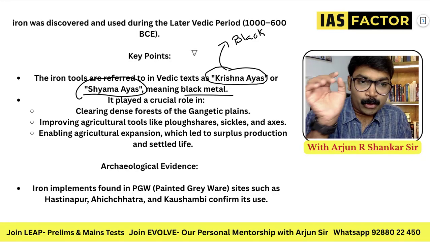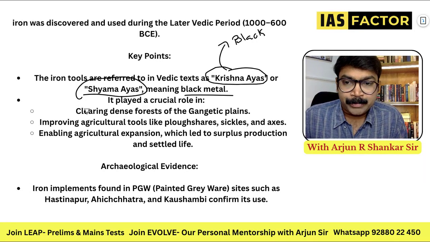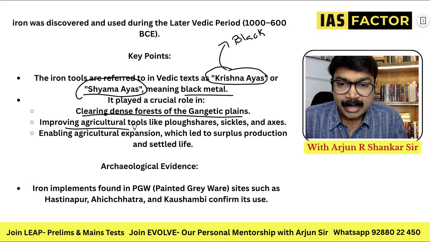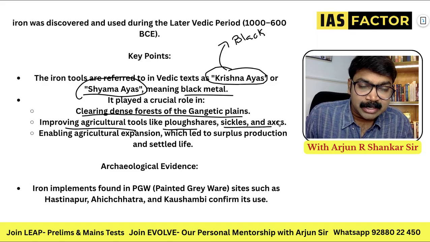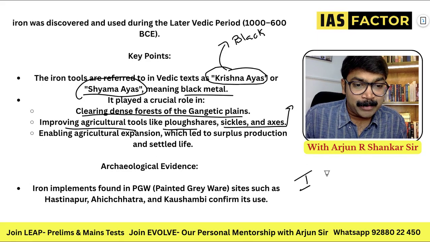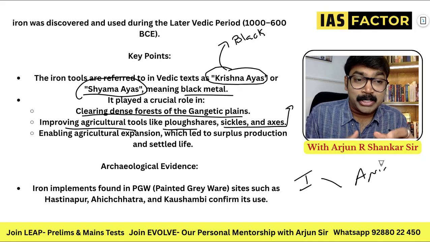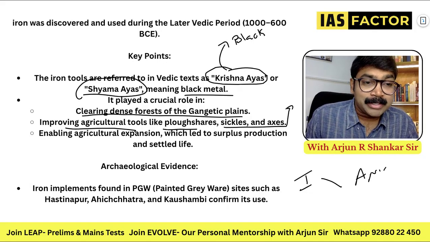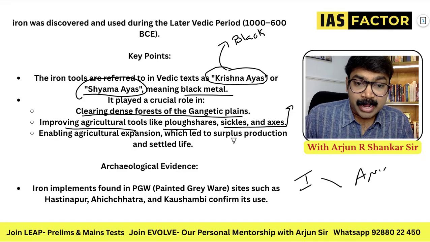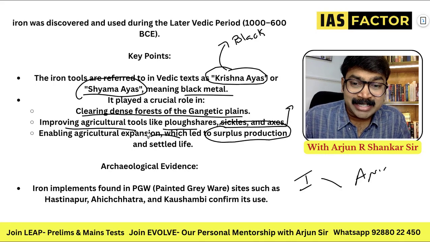As I narrated in the picture, this forest was cleared, clearing the dense forest of the Indo-Gangetic plains, improving agriculture tools like plowshares, sickles and axes. So obviously when the iron tools came in, agriculture also increased. That is the reason why agriculture productivity also increased. So please remember all these points and archaeological evidence, and that is the reason why surplus production also happened. So surplus production and settled life.